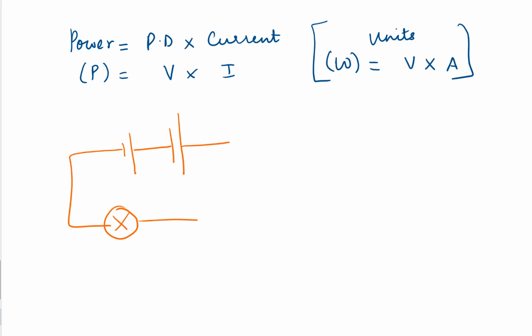There are two lamps connected, and this is my lamp B and this is my lamp A. If I tell you that the potential difference, the EMF of the battery, is 12 volts, and that the voltage across lamp B is 4 volts and across lamp A is 8 volts, and this is the direction of the conventional current.